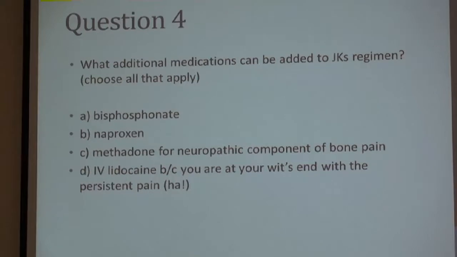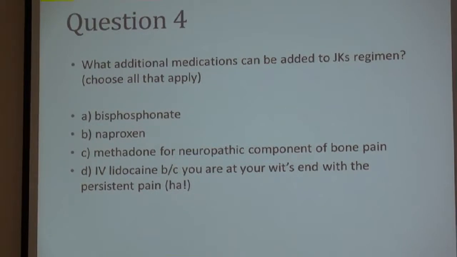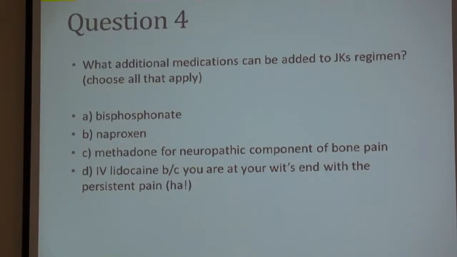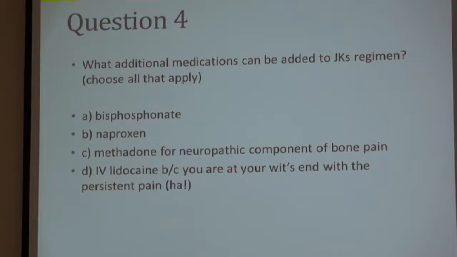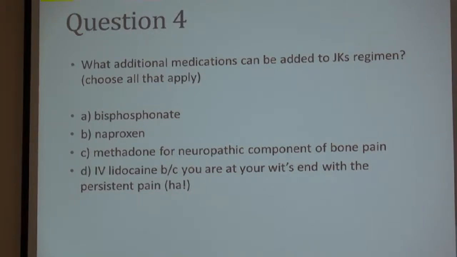So gabapentin is a great choice. We do know that she has bony mets. So we also want to think about what else we should be doing for her. Bisphosphonate could help with pain control. Naproxen is great for bony mets, right? And methadone, maybe right now we don't want to change to methadone, or maybe we do, because we're going to go to an oral regimen, right? That would be a good choice because it has the NMDA receptor blockade, and so that could help for the neuropathic component of the pain.